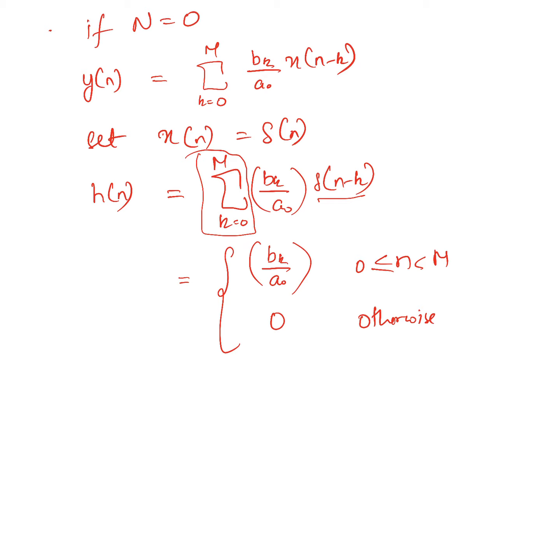So such kind of systems we call the FIR systems, finite impulse response systems, where the impulse function takes a finite number of values, like in this case that it is only defined for 0 to m, otherwise it is 0. So all these systems are called the finite impulse response systems.